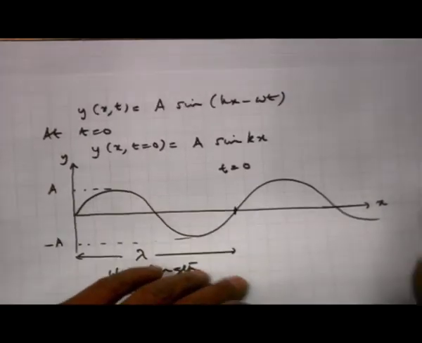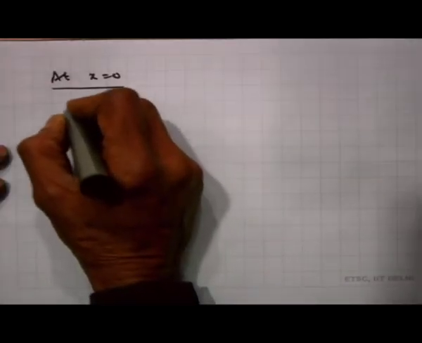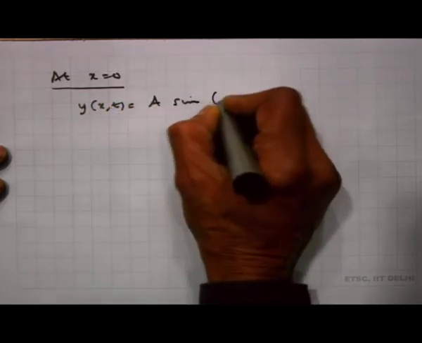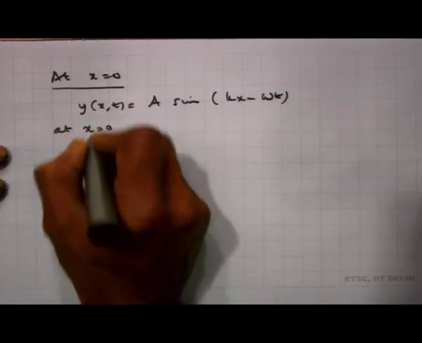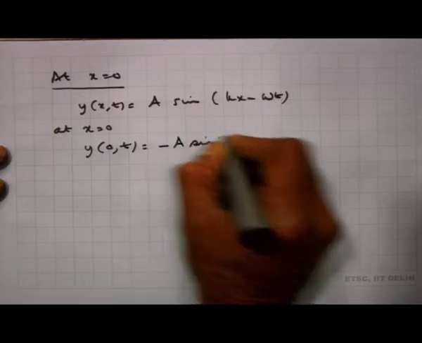Now, let me look at another picture. What will the string look like from one given point? So, let me look at x is equal to 0. So, I position myself at some point which I call x is equal to 0, on the string and look at how the string varies as a function of time. So, y of x t, let me recall, we have written as a sin k x minus omega t. So, at x is equal to 0, we have y of 0 t is equal to minus a sin omega t.